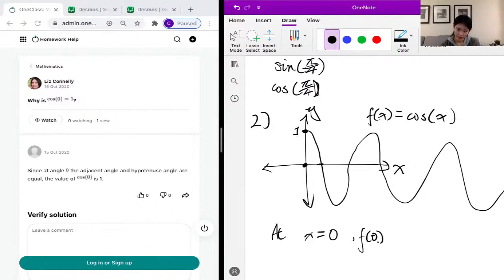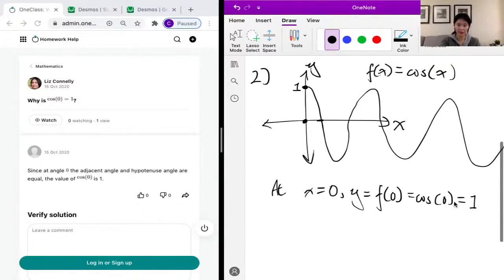F of 0, or I guess I should say y value, our y value, f of 0, is equal to cos of 0, is equal to 1. And that is part of the reason why the cosine of 0 is equal to 1.